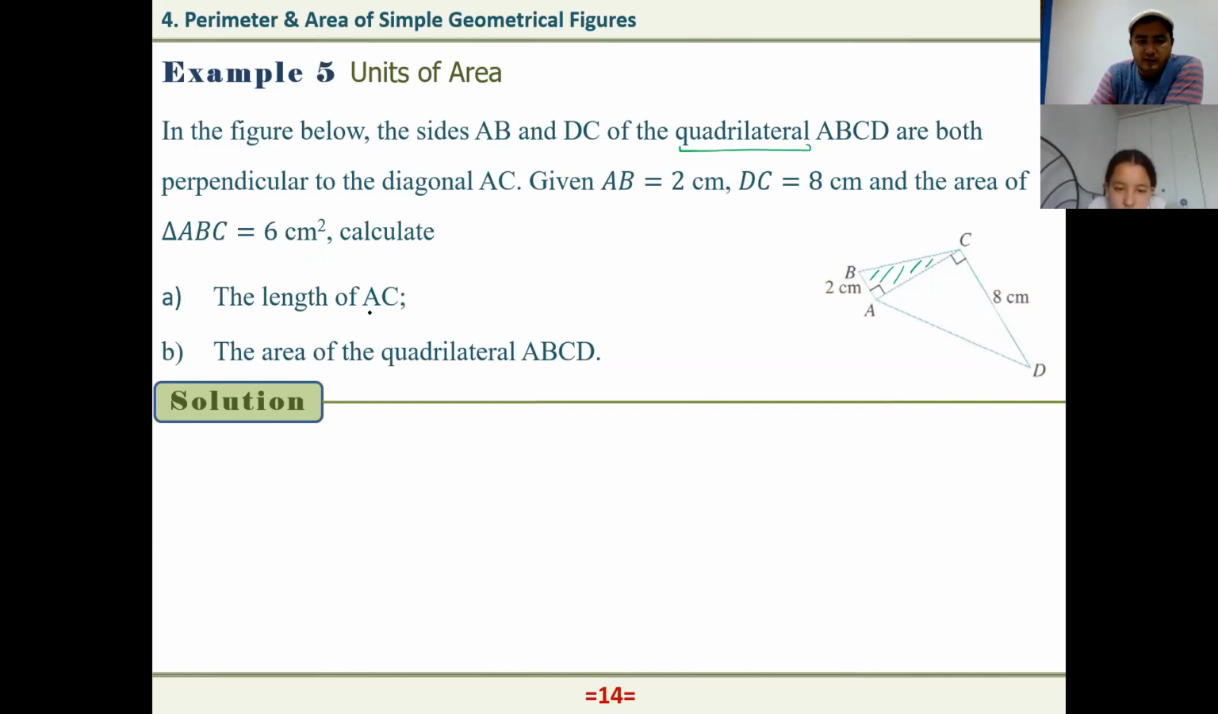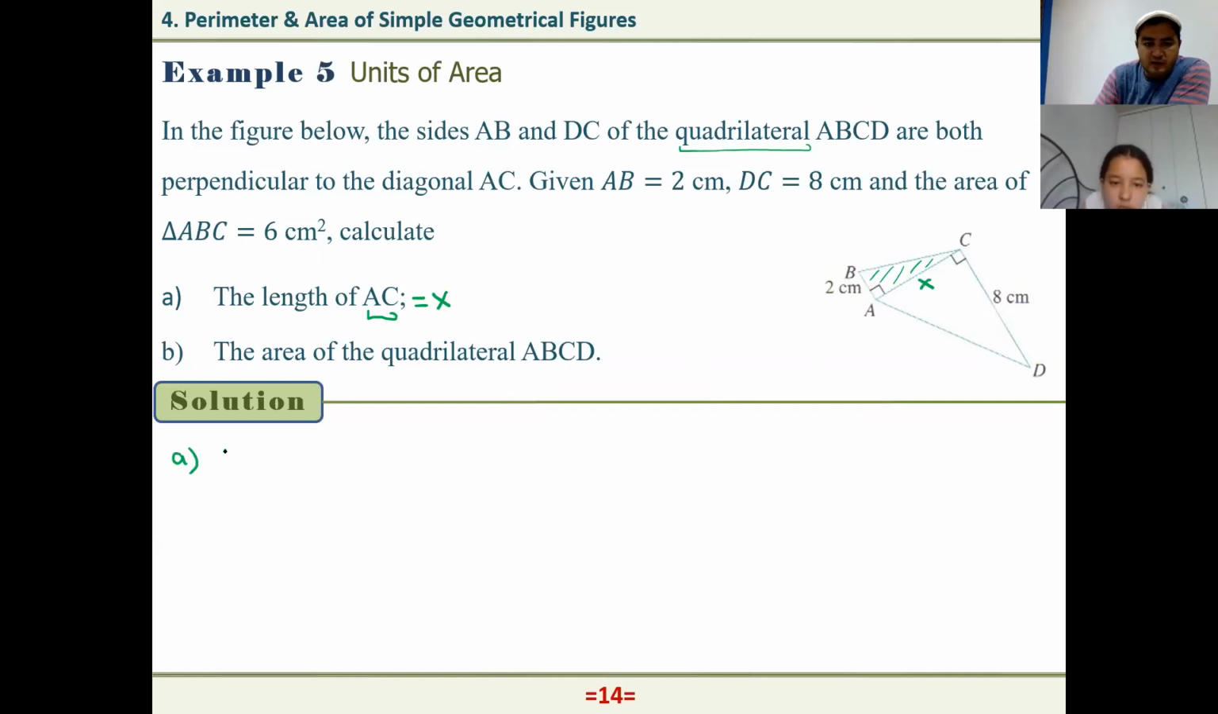Question A, calculate the length of AC. So first we need to calculate the length of AC. Let's say the length of AC is X centimeters. So AC is X. So how do you calculate the length of AC?